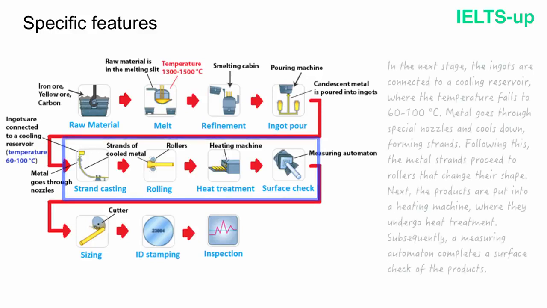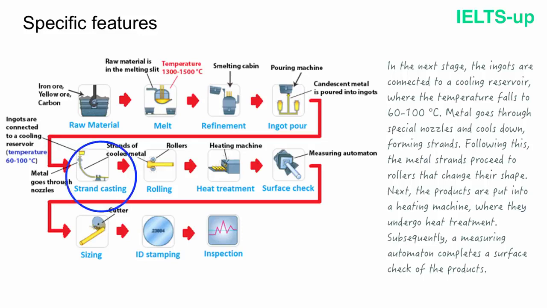Here's how I wrote it. In the next stage, the ingots are connected to a cooling reservoir, where the temperature falls to 60–100 degrees Celsius. Metal goes through special nozzles and cools down, forming strands. Following this, the metal strands proceed to rollers that change their shape. Next, the products are put into a heating machine, where they undergo heat treatment. Subsequently, a measuring automaton completes a surface check of the products.